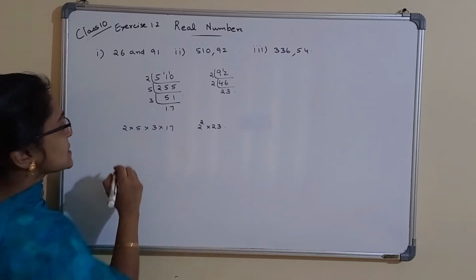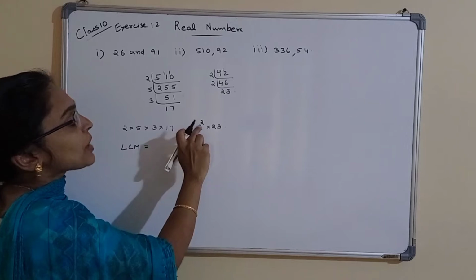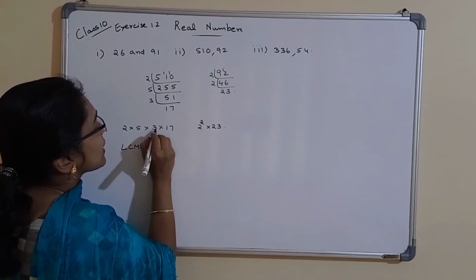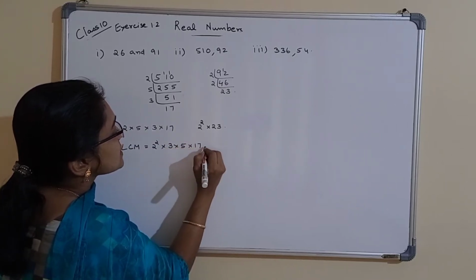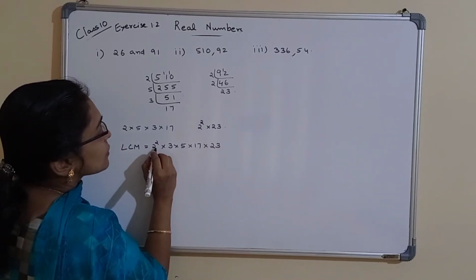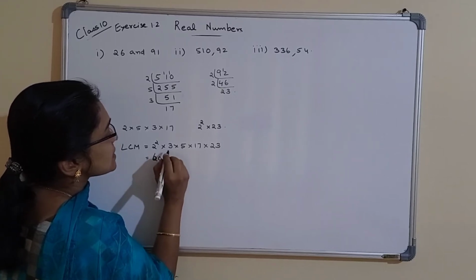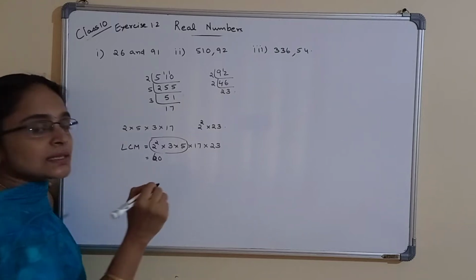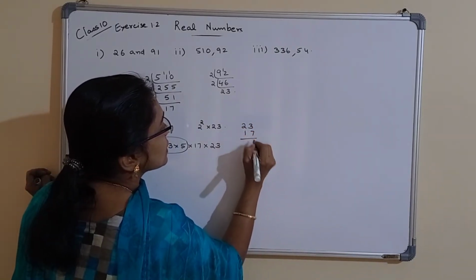So what is the LCM? LCM is, we have to take the highest number of prime factors. Here we can take 2 square, and 3 is there, then 5 is there, then 17 is there and 23 is there. Right? And 4 into 5 is 20. 20 into 3 is 60. So this is 60. Now 60 into 17 into 23. 23 into 17.